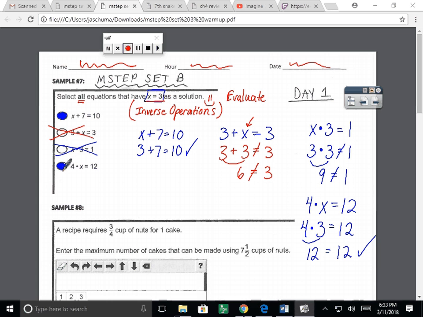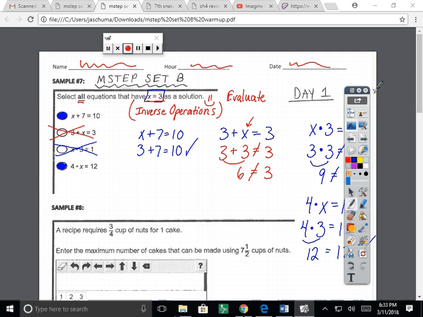And there's a hint here. Sometimes it says select all equations or more than one answer. So that's what we've done. Hopefully you've made some changes here for sample number 7. We're going to fast forward to sample number 8.